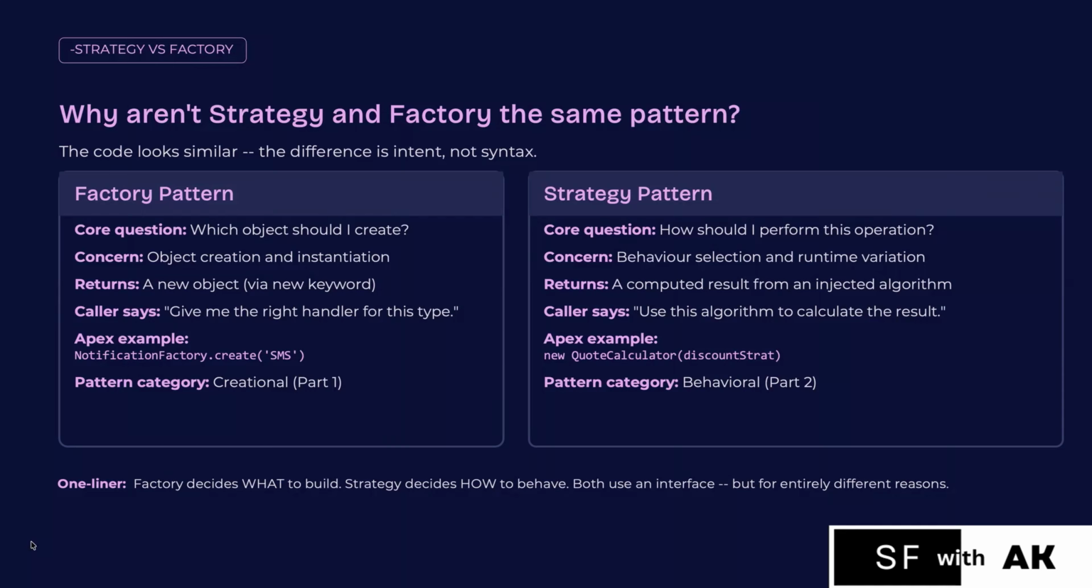So, a one-liner to remember the difference. Factory decides what to build. Strategy decides how to behave. Both use an interface, but for entirely different purposes. Once you see the intent clearly, you will never get confused again. The difference is only in the intent and not the structure. Okay, let's move on to the next one.